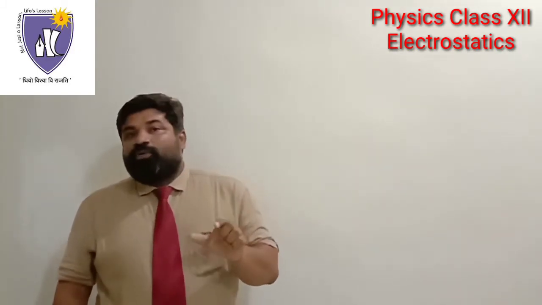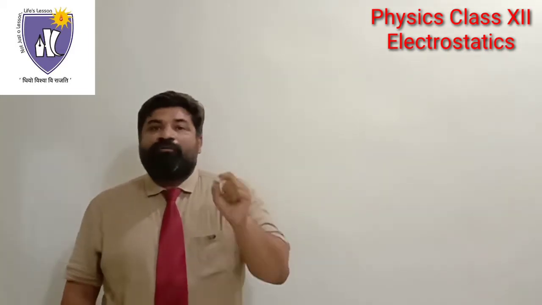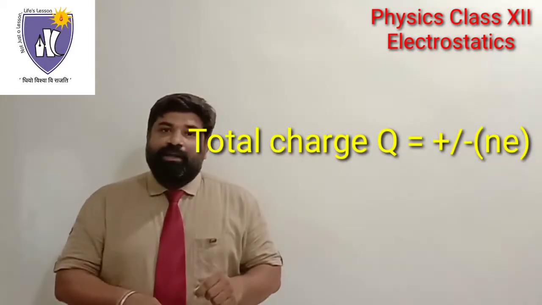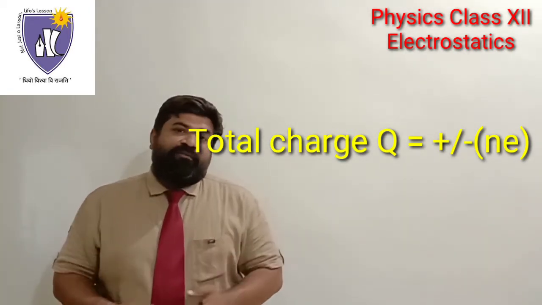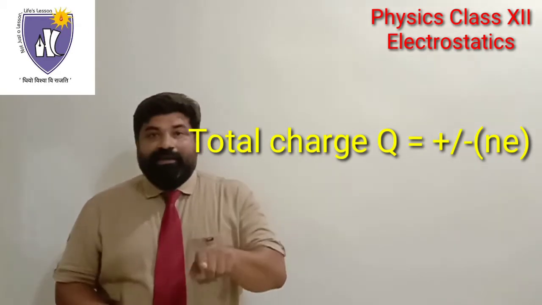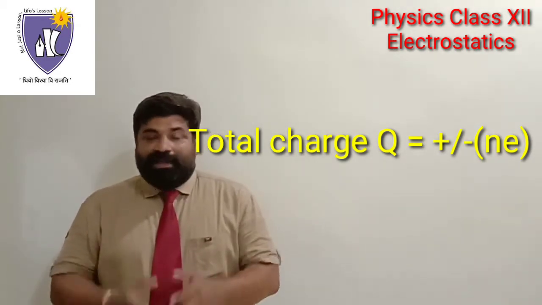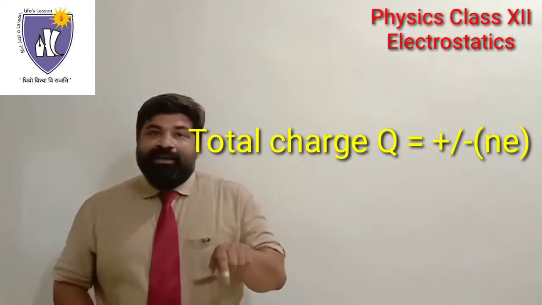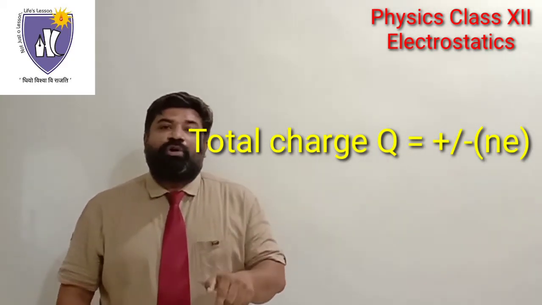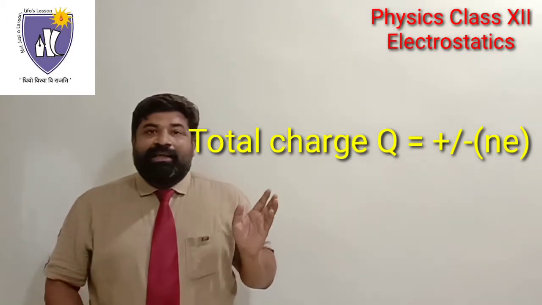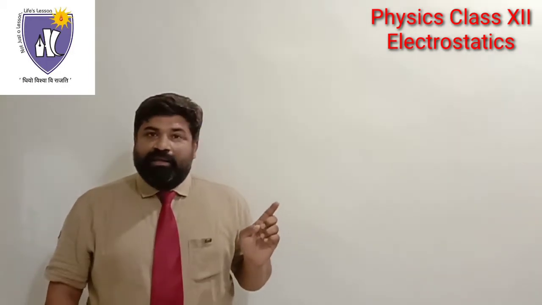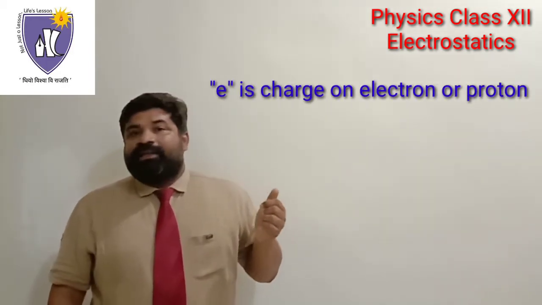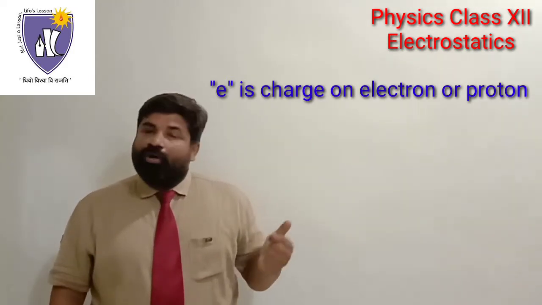Fine. So we can calculate the total charge on the body by just multiplying the number of electrons or protons by the charge on an electron or proton. That is, if we have n number of electrons or protons on a body, then the total charge Q is equal to n times the charge on an electron or proton. That you can see, Q is equal to plus minus n into e. Now what is e here? e is the charge on a single electron or proton.